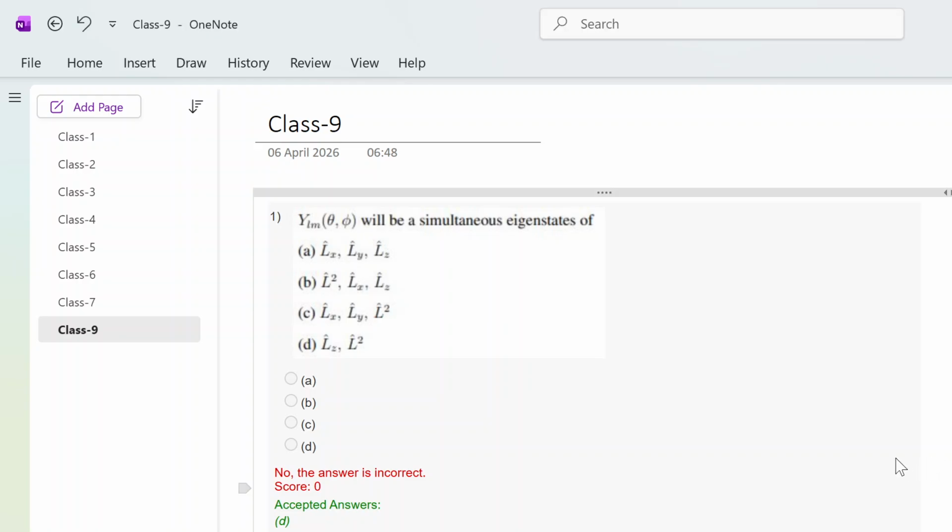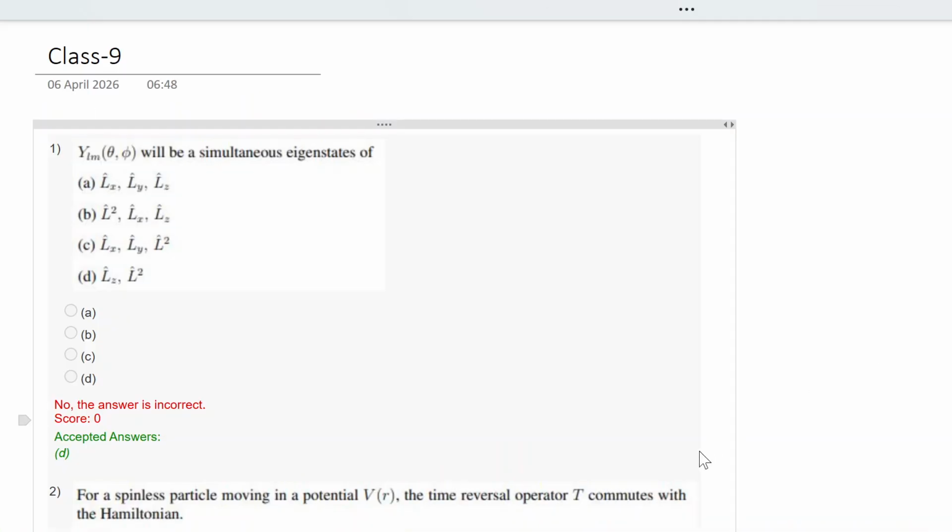Okay, so this is our class 9 of week 9 assignment. Let us begin the 10 questions.